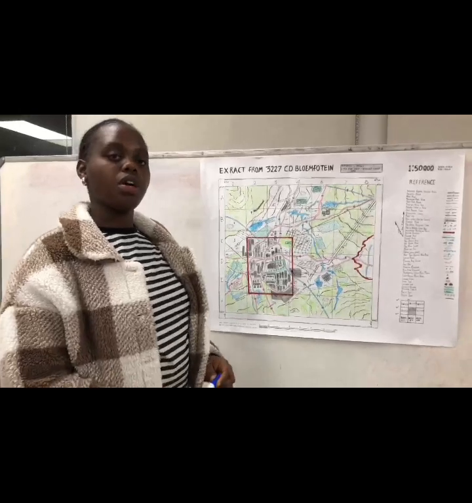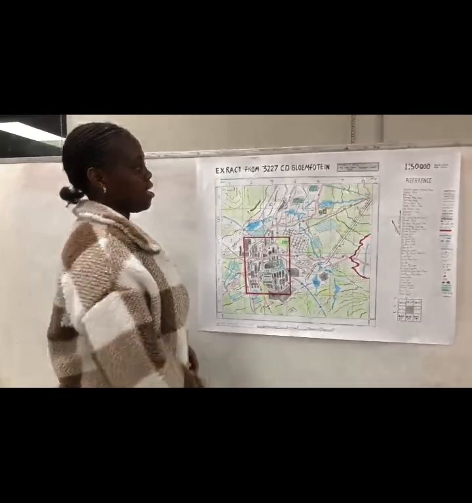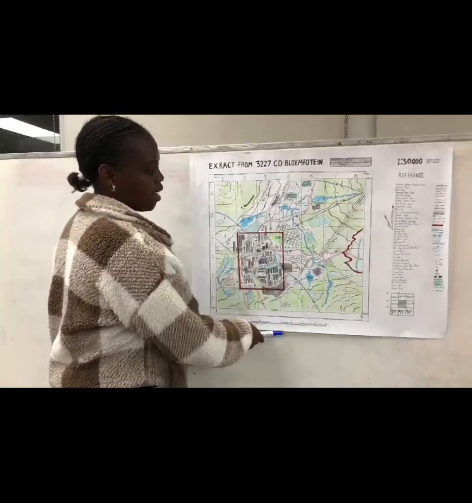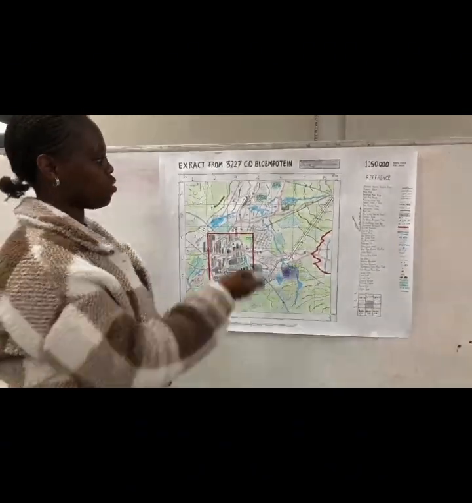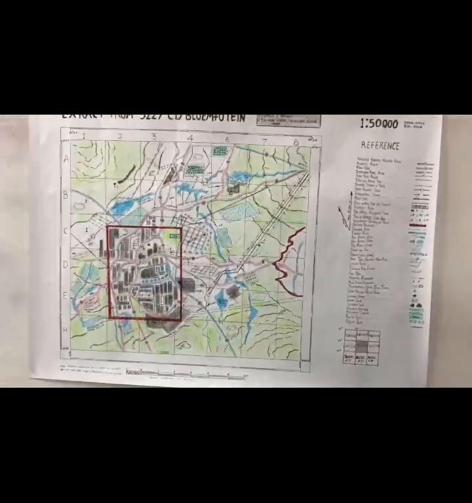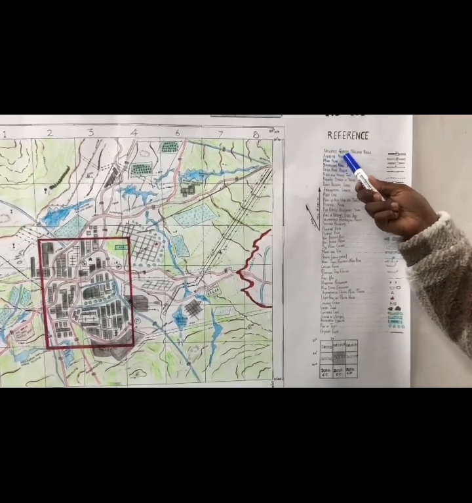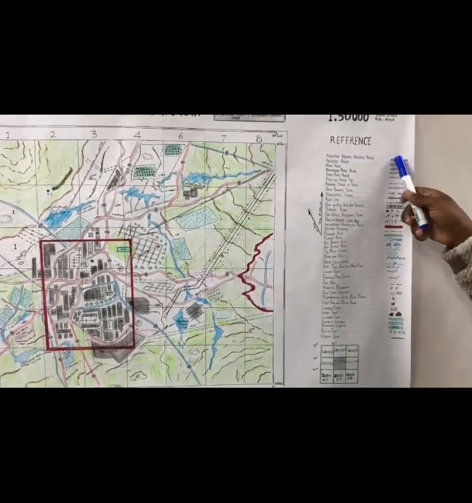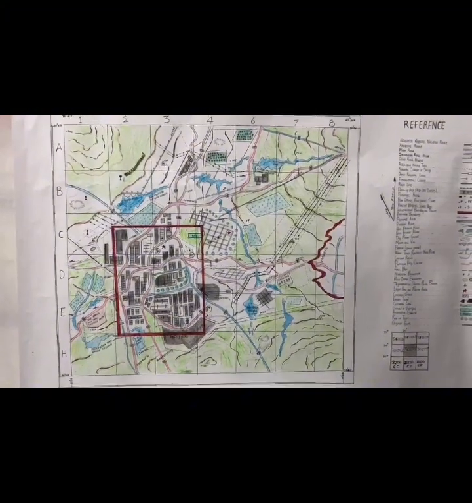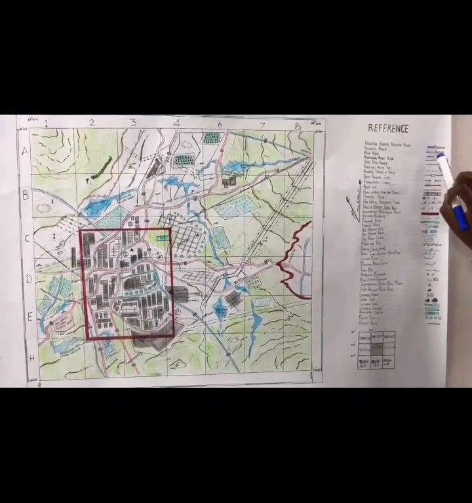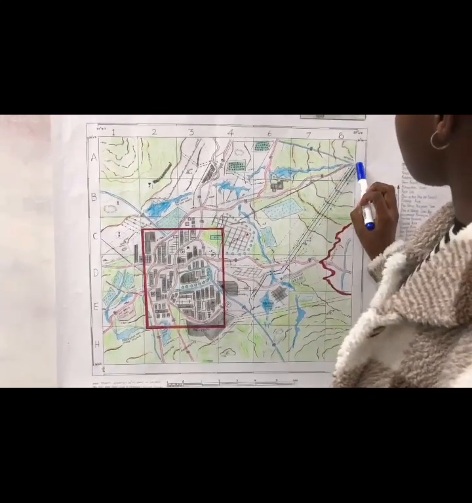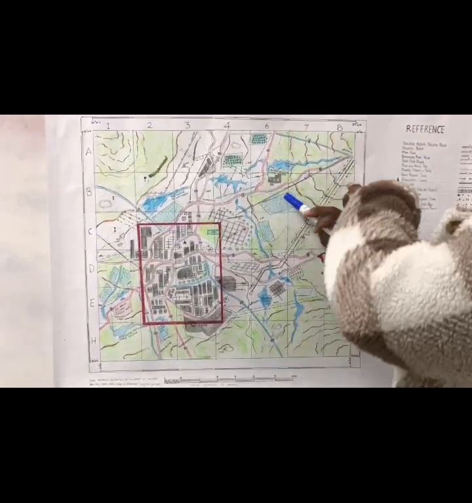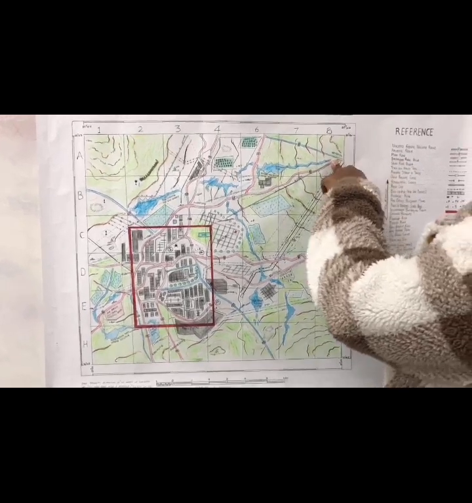So now that you understand that the topographic map has a title, a line scale, a reference list, I want us to use the reference list in order to find features on the map. So I want us to find the national freeway or the national routes on the map. Let's go to the map. Here it is represented with the blue and red line. So this is the national road. It has a blue and a red line.